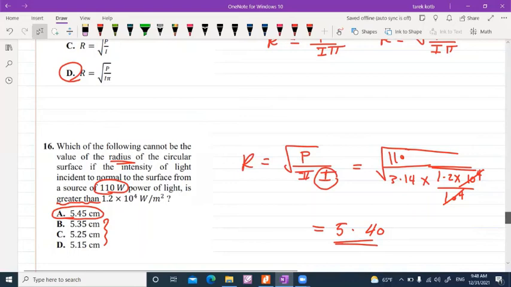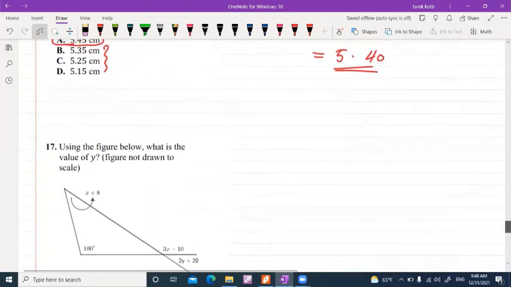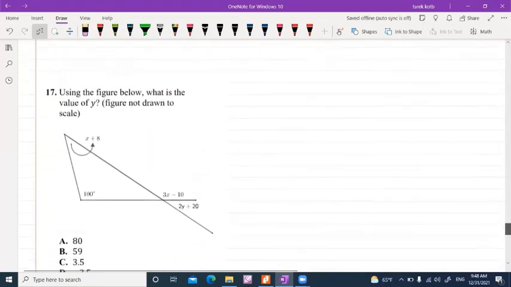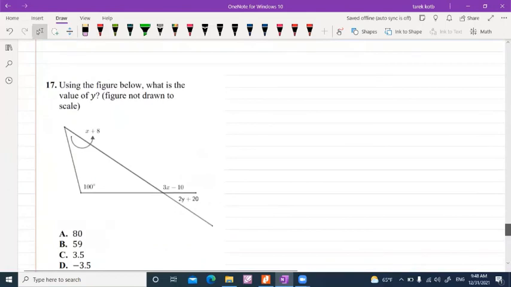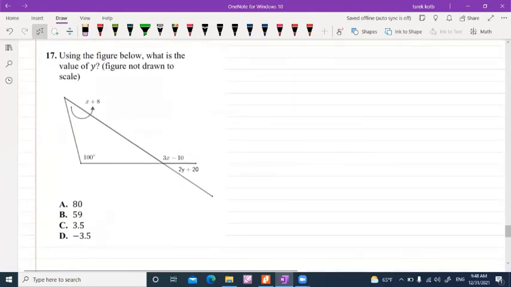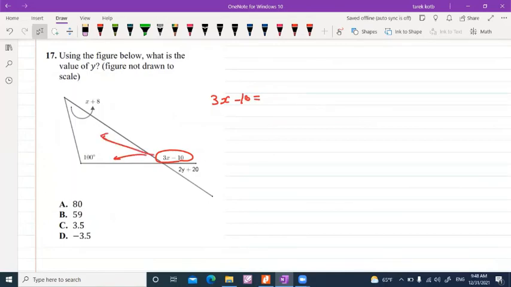Number 17, using the figure below, what's the value of y? I want to get the value of y. So I have some angles here. The first relation is saying that this angle is an exterior angle, which is the sum of the two other interior angles. So 3x minus 10 is equal to the sum of these two angles, which is x plus 8 plus 100. If you solve this equation, you can get the x.